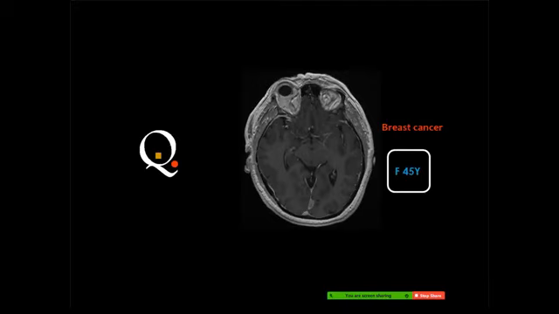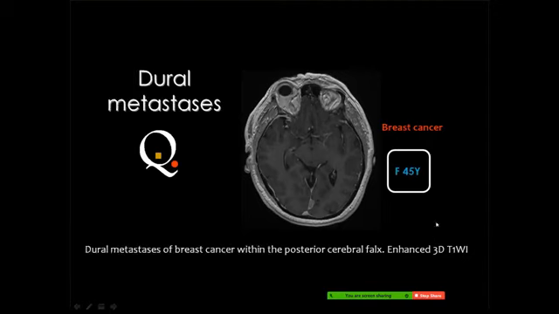Plaque meninges due to metastasis. Okay, this is meningeal metastasis, and where are the metastatic deposits? This is one, and with diffuse meningeal enhancement in the presence of a known malignancy, you consider meningeal carcinomatosis.